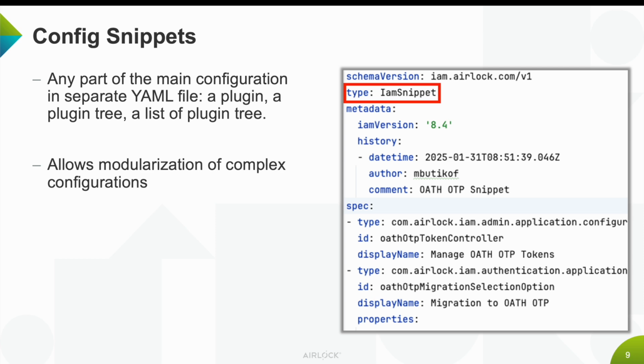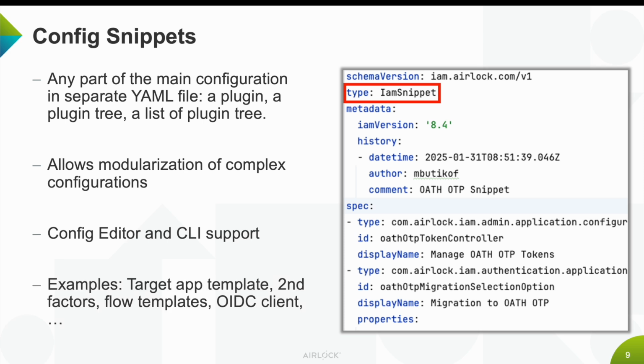Snippets allow you to modularize complex IAM configurations into several better manageable files. The snippet concept is supported by the config editor, and there are new CLI commands supporting snippets. Examples for things to put in a snippet could be a target application template, could be a whole target application, a second factor, flow templates, OpenID Connect clients, and so on and so on.